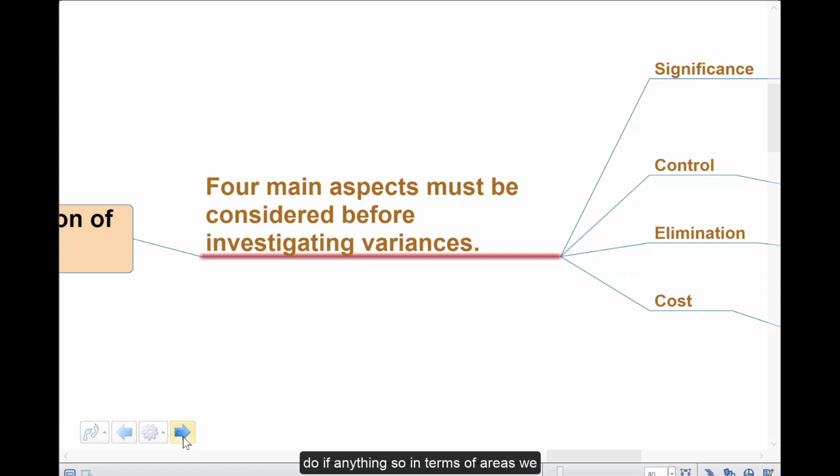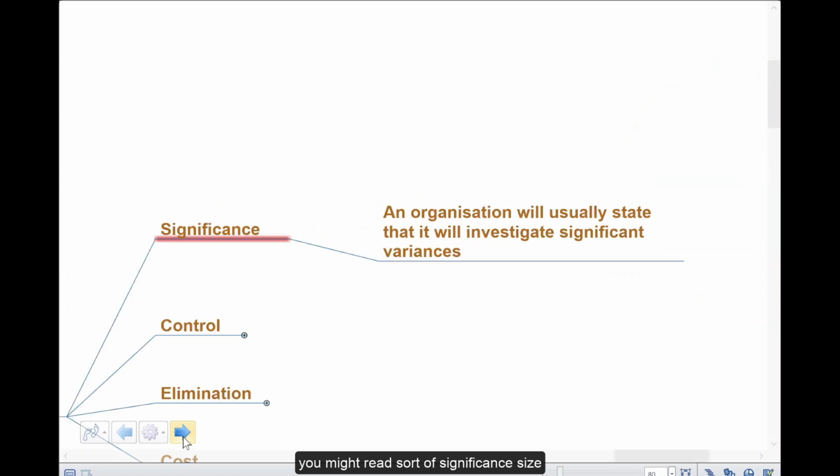So in terms of aspects we should consider, certainly significance is important. Now, you might read significance as size. So the bottom line is that in terms of variances that are large, certainly an organization will have to target them. The larger the variance, the more the concern. So in essence, significant variances are obviously more important than minor or negligible variances.